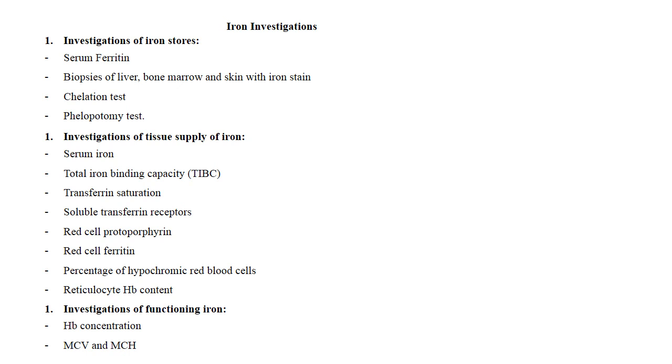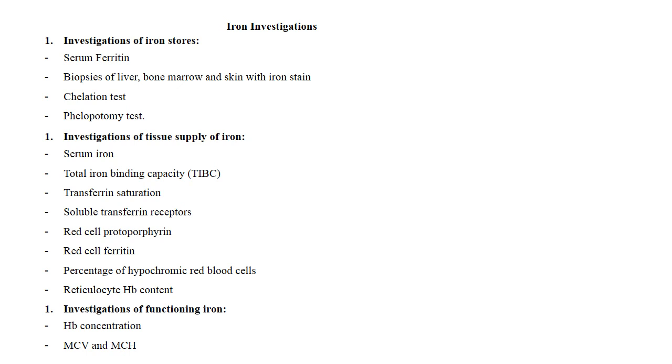In fact, the iron level assessment takes three forms: assessment of iron stores, assessment of available iron supply to tissues, and evaluation of the functional iron. So, the first step is to assess iron stores. Let us recall the forms of iron storage. They were ferritin and hemosiderin.